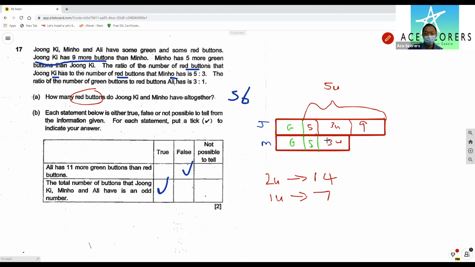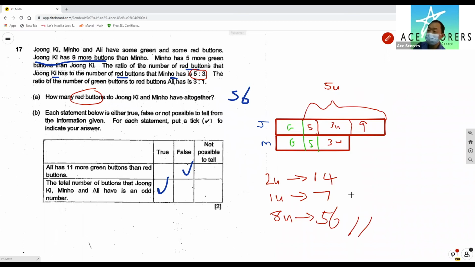Yeah, no, it's not. Skip. So it's okay. I solved this already. Anyway, the working is correct. Here, all you have to do is to find the number of red. So how many red are there altogether? 8 units, right? The number of red total is 8 units. So 1 unit is 7, 8 units goes to 56. That's it.